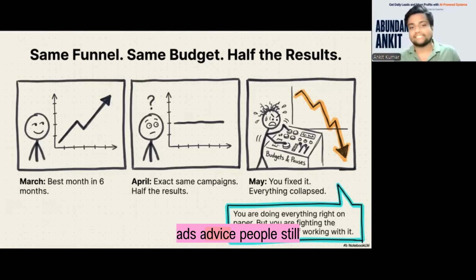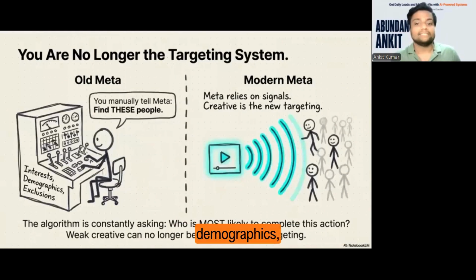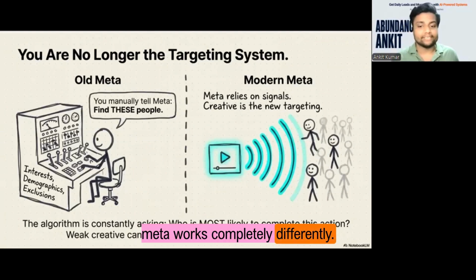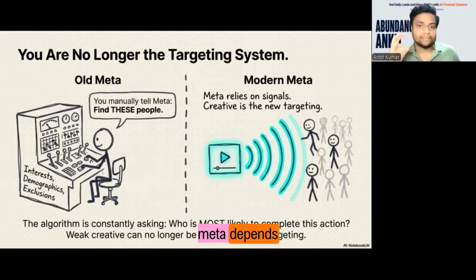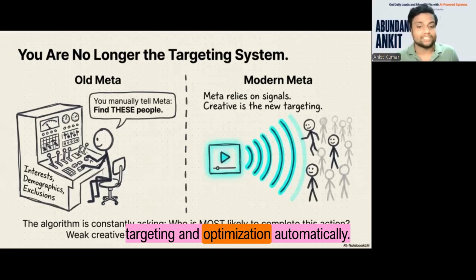Most Meta ads advice people still follow today was built for a version of Meta that no longer exists. A few years ago, you were the targeting system. You stacked interests, layered demographics, excluded behaviors, built complicated audiences. You manually told Meta, find me these audiences, and Meta usually delivered impressions. But modern Meta works completely differently, because today's Meta depends upon its own machine learning and AI technologies, which are far superior in targeting and optimization automatically.